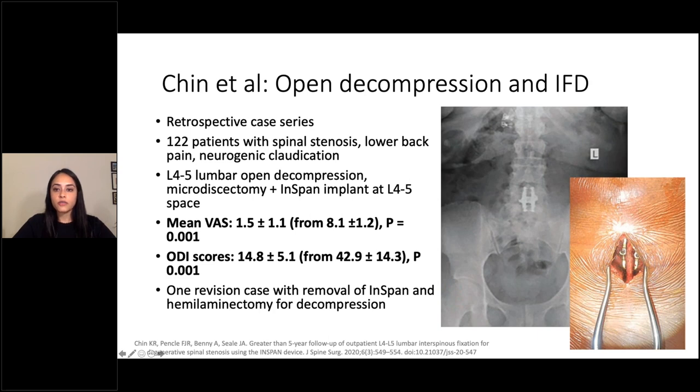In this prospective cohort study, 25 patients with lumbar spinal stenosis. Sorry, are we able to advance to the next slide?